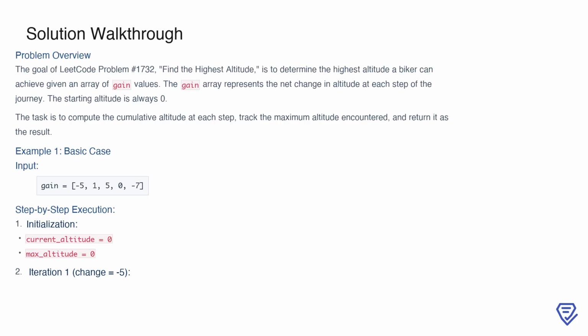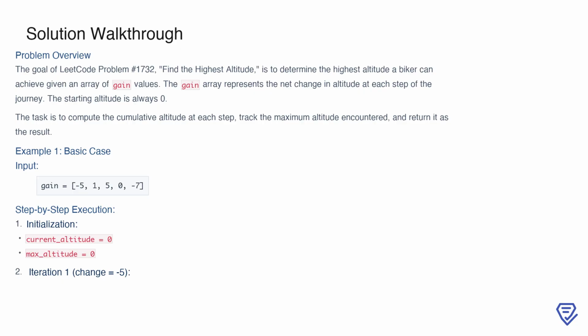In this problem, we are tasked with finding the highest altitude a biker can achieve during their journey, starting at an altitude of 0. The input is an array called gain, where each value represents the net change in altitude at each step. Our goal is to calculate the cumulative altitude at every step, track the maximum altitude reached, and return it as the result.